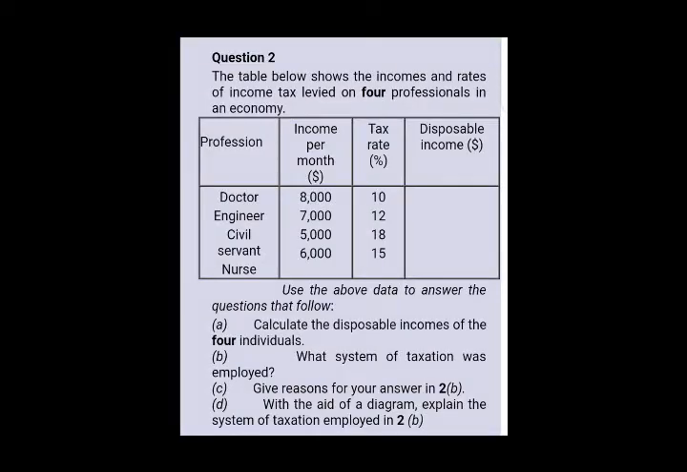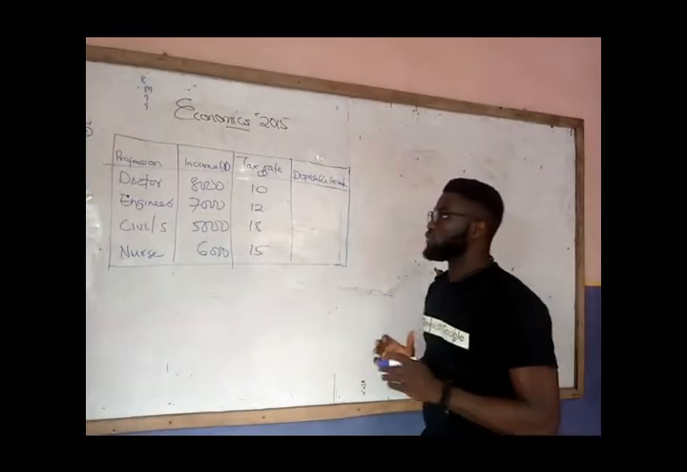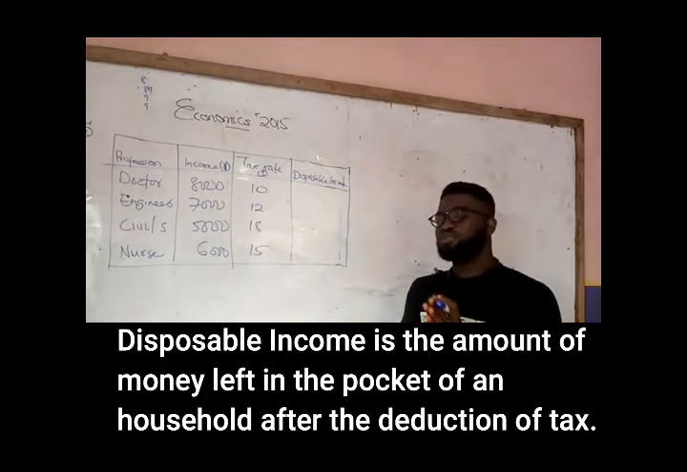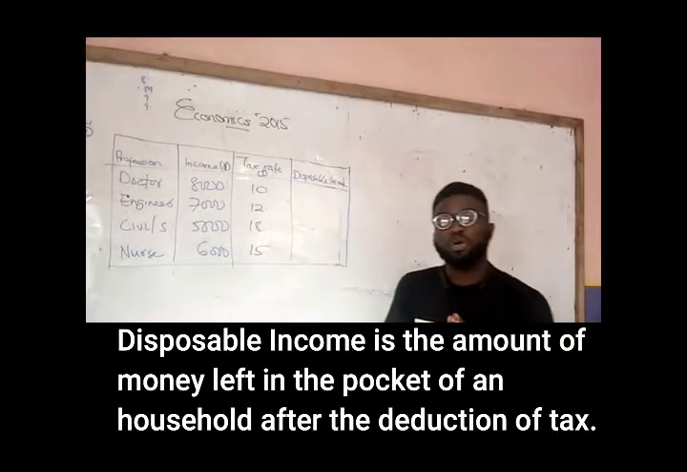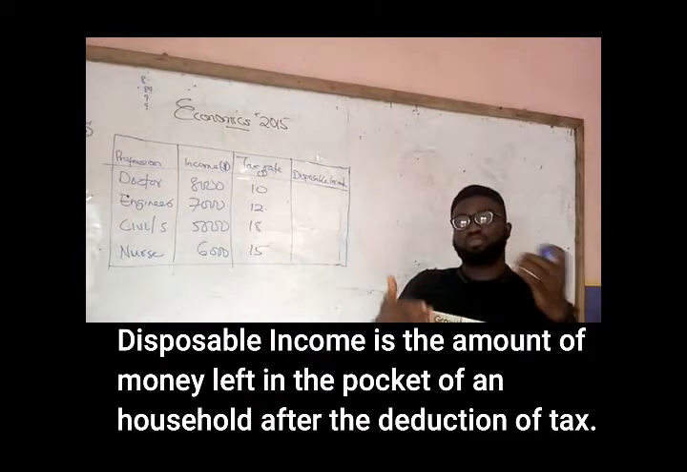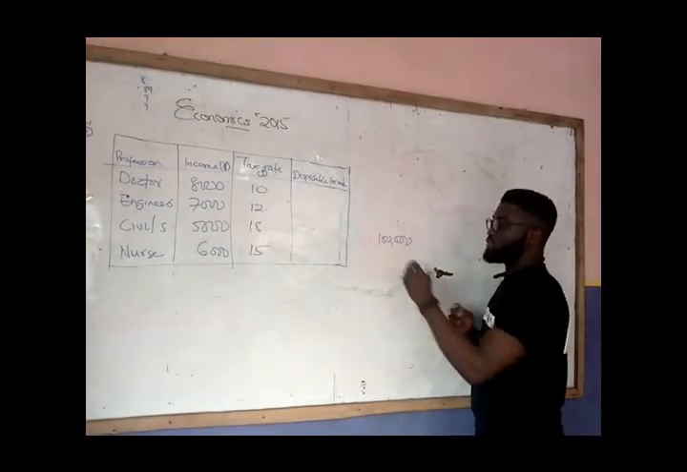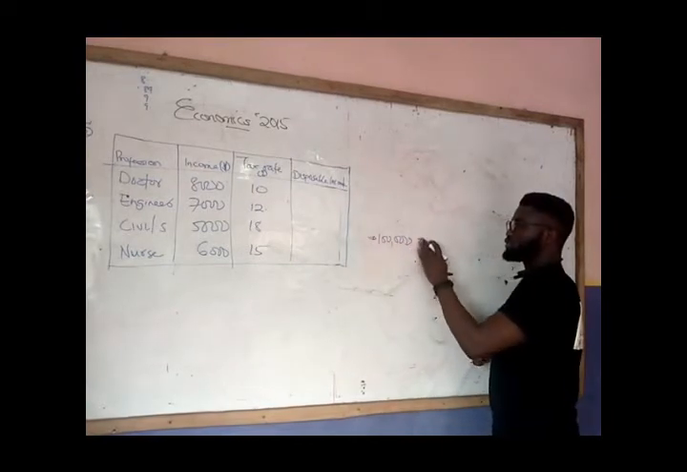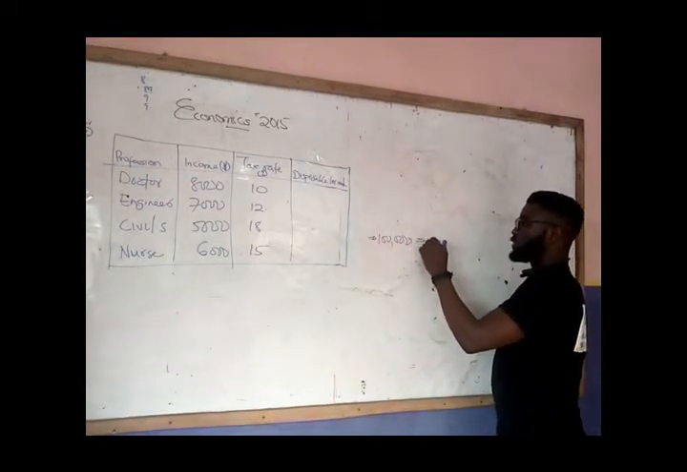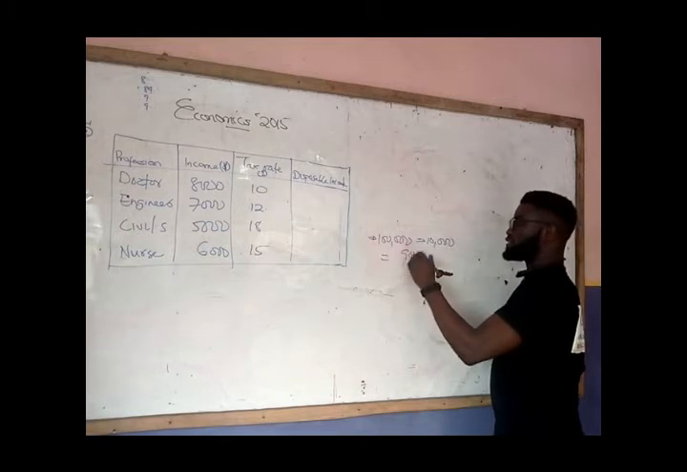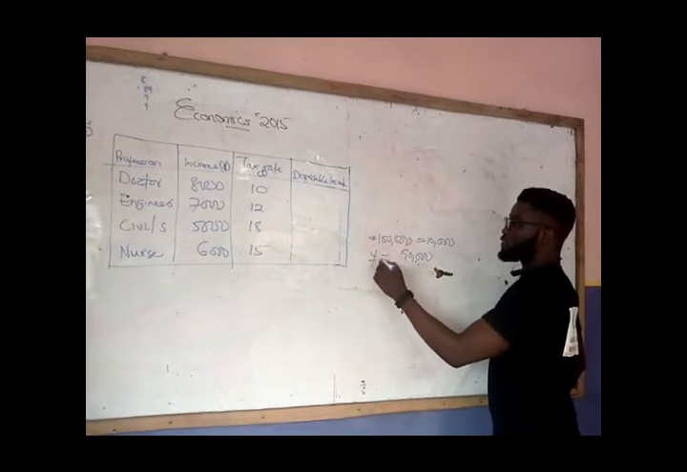Now, this is question 2, and this is the breakdown, or the information given in the question earlier. The first thing you have to calculate here is the disposable income. So what is disposable income? Disposable income simply means the amount of money or income left in the pocket of a household after the deduction of tax. Example, let's say I have this as my income. Then, after the deduction of tax, let's say 10,000 naira was deducted from my income. Then I have 90,000 naira. So 90,000 naira is my disposable income.